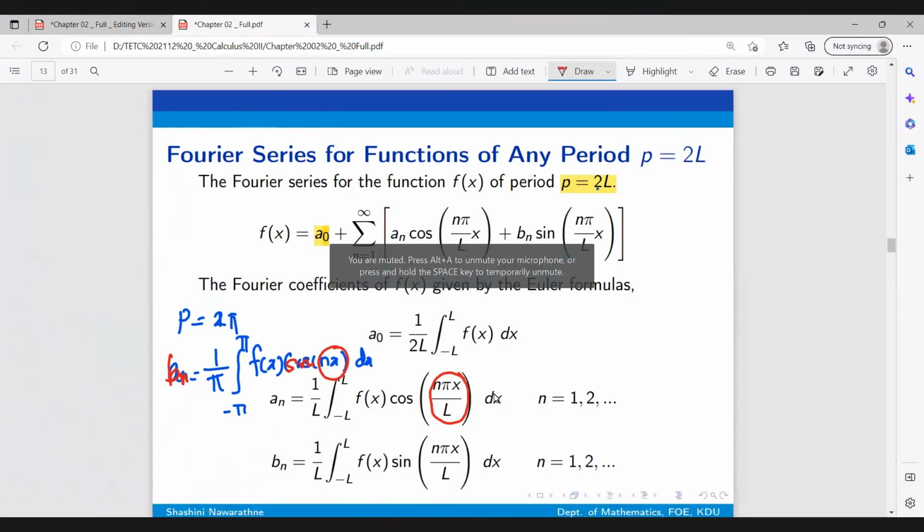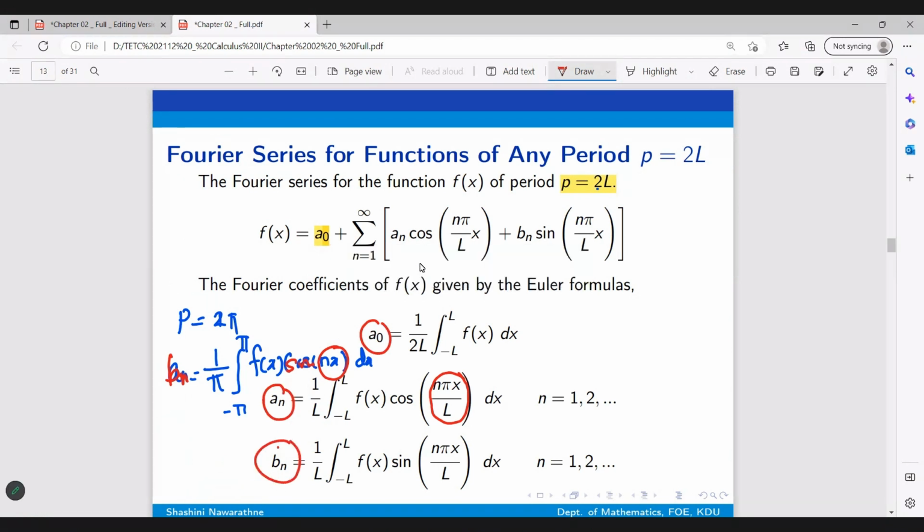Now we have found those three coefficients a naught, an and bn. You need to write the Fourier series expansion of the periodic function of period 2L as a naught plus summation from n equals 1 to infinity an cos, in the earlier case we used cos nx plus bn sin nx. So here we replace nx by n pi x over L, and sin n pi x over L. Okay.